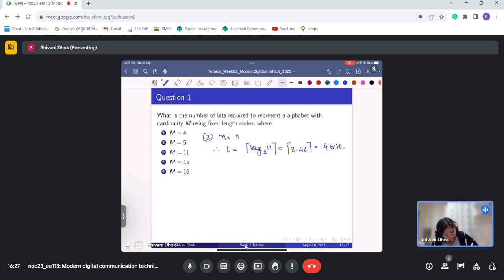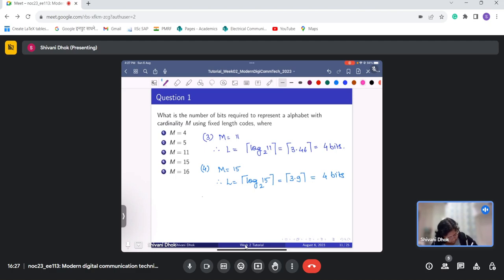So let's go to the fourth one. So what we have here is M is equal to 15. So therefore, again, this L is ceiling of log 15 to the base 2. Log 15 to the base 2 comes out to be 3.9, which is equal to, again, 4 bits.